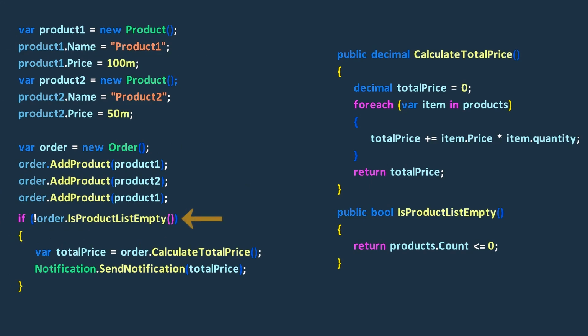Alright, here, first, we check if the product list is empty by calling the isProductListEmpty method. If the product list is not empty, we proceed to calculate the total price by calling the calculateTotalPrice method. Finally, we send a notification to the customer using the sendNotification method.